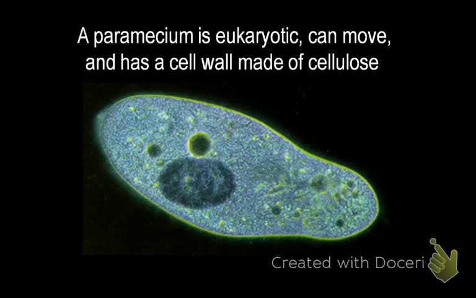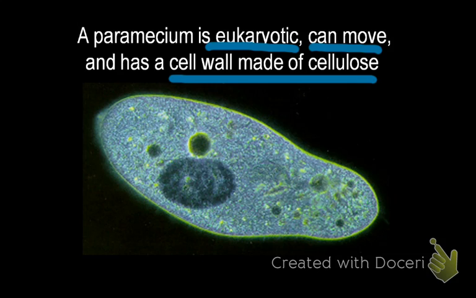We have a paramecium. It's eukaryotic. It can move and has a cell wall made of cellulose. So cell wall made of cellulose might make you think one thing, but it can move. So that kind of throws us for a loop.